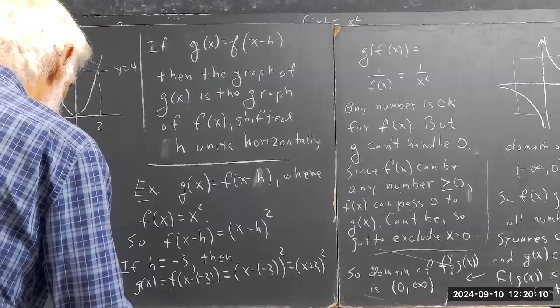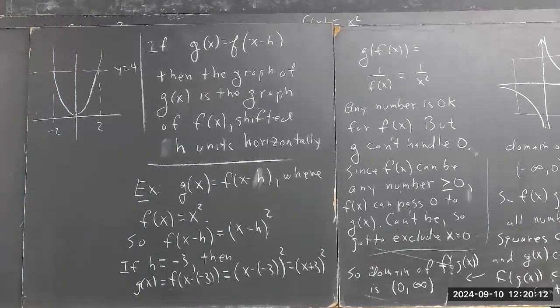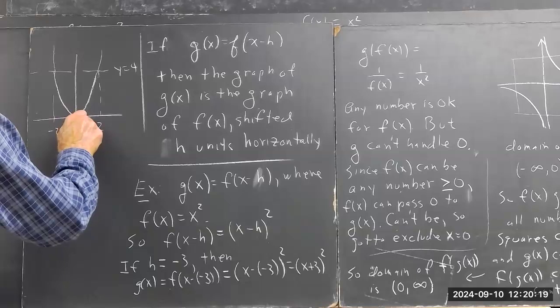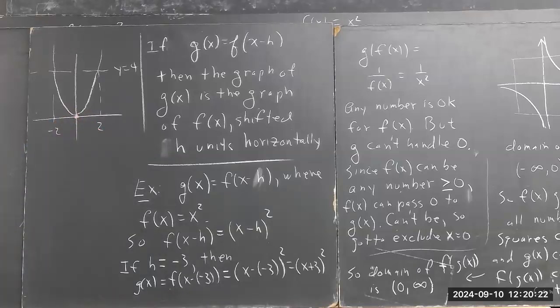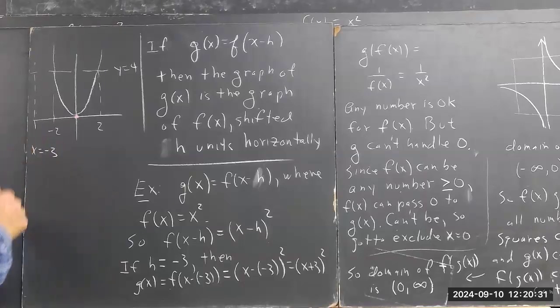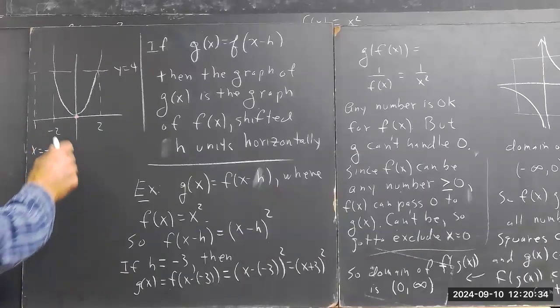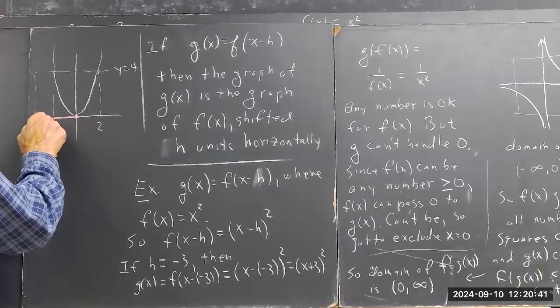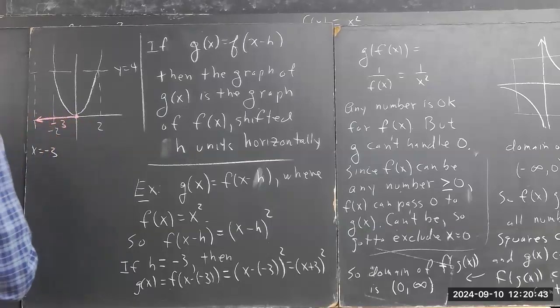I don't know how I'm going to mark the vertex. I don't have my red chalk. Or confused students in my section. Okay, right there's the vertex, right? Where's the vertex going to end up? It's going to shift -3 units. It's going to be over here at x equals -3. Okay, so the vertex shifts -3 units.